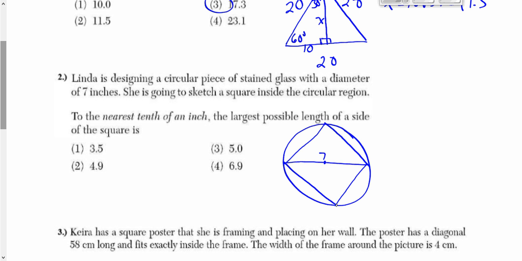So now what kind of triangle do we have here? 30, 60, 90? You sure about that? No. It was a square. It's a 45, 45, 90. Right? So now what do they want?